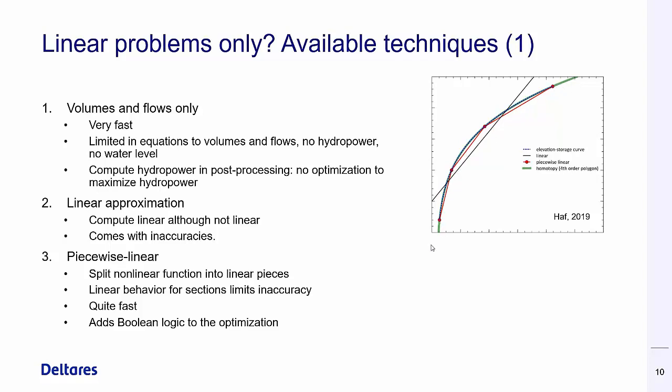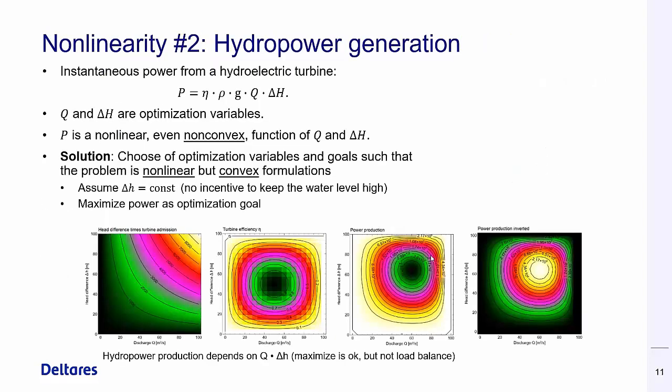We can also apply a homotopy technique. But let's first look at the hydropower generation. Here with this equation, P is a function of discharge and head difference. Then Q and head difference are usually the optimization variables. This means that P is a nonlinear and even non-convex function of Q and delta H. So we can choose optimization variables and goals such that we have a nonlinear but convex formulation.